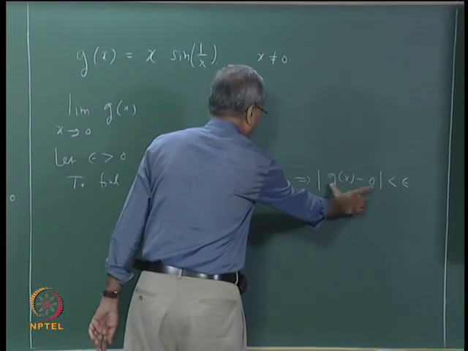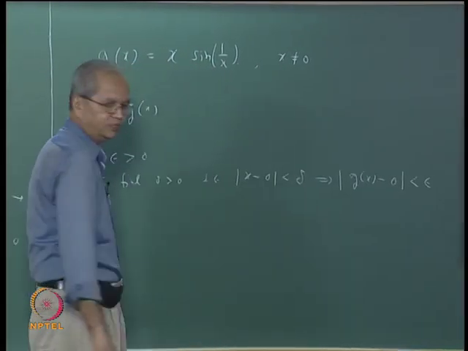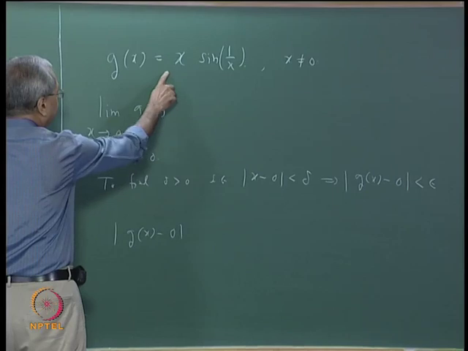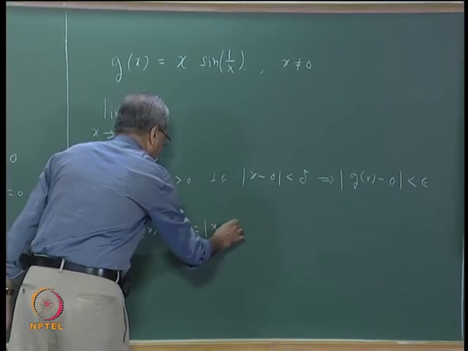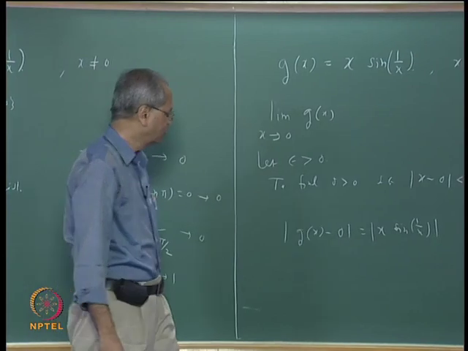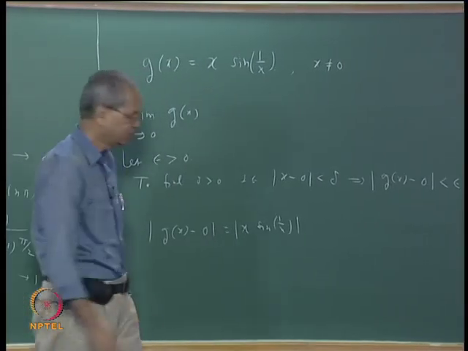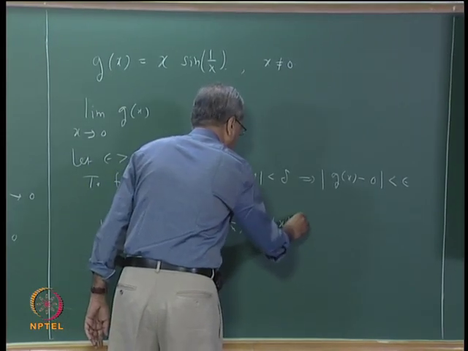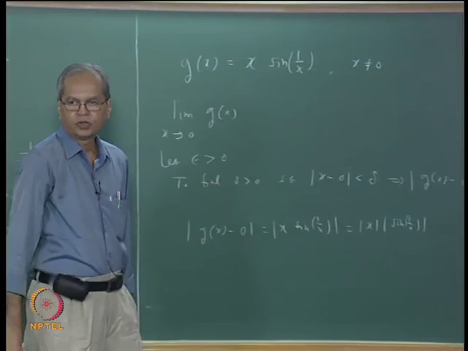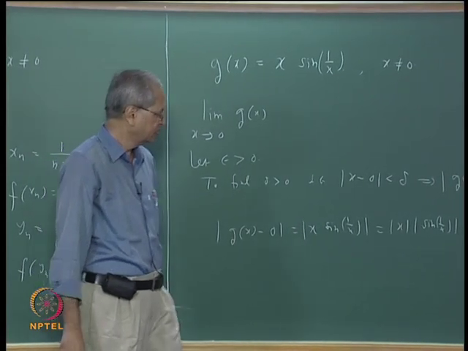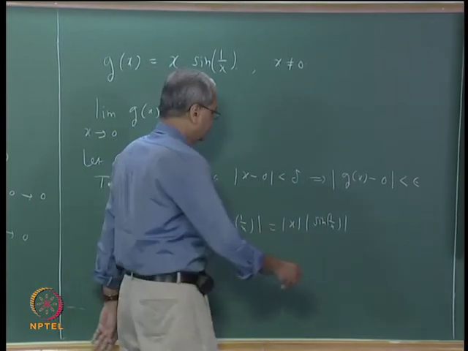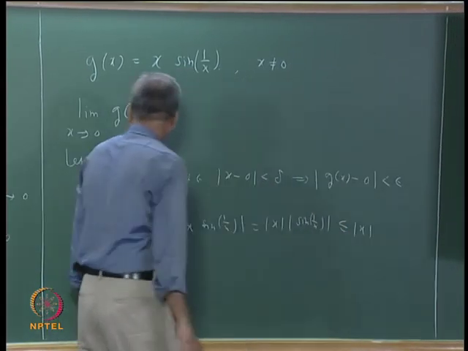Let us just take this last thing, mod of g(x) minus 0, that is the same as mod g(x). This is mod of x sin 1 by x, and we already know that modulus of AB is the same as modulus of A into modulus of B. So that is the same as mod x into mod sin 1 by x. Now there is one obvious observation here: mod sin 1 by x is always going to be less than or equal to 1, whatever be x. So this is always less than or equal to mod x.